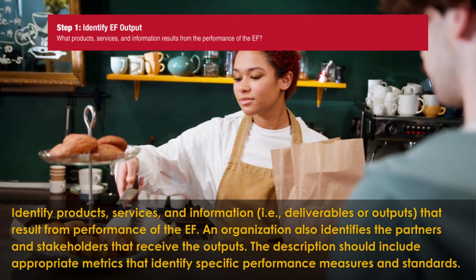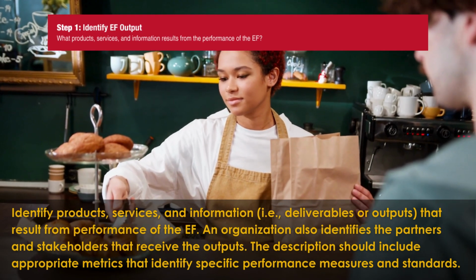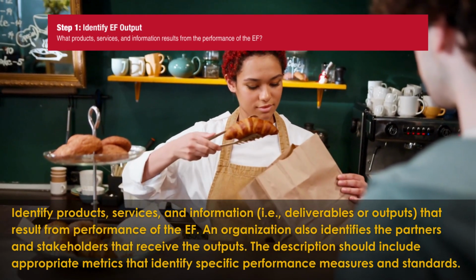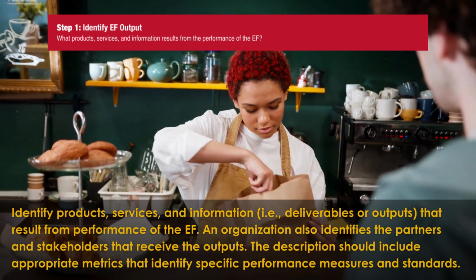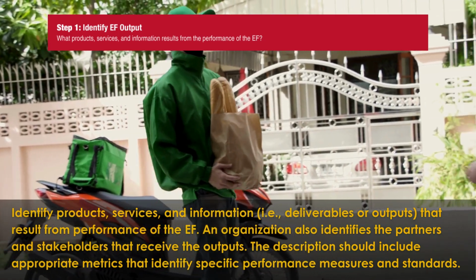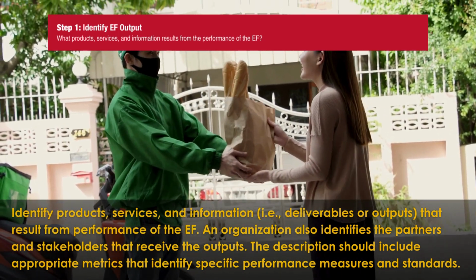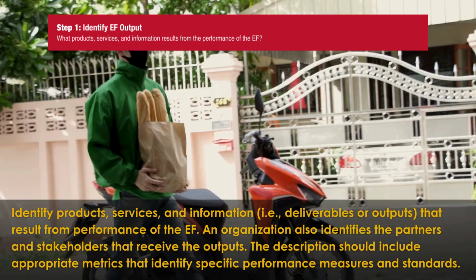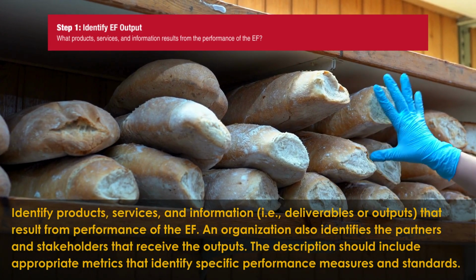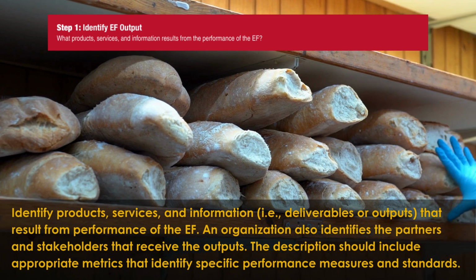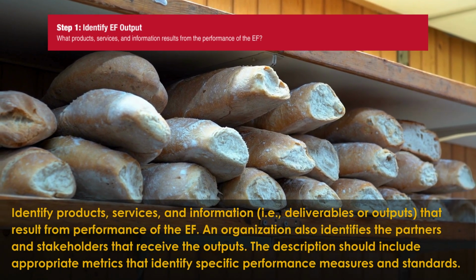Identify the essential function output. What products, services, and information results from the performance of the essential function? Identify the products, services, and information, or the deliverables or outputs that result from the performance of this essential function. An organization also identifies the partners or stakeholders that receive the outputs. The description should include appropriate metrics that identify specific performance measures and standards.